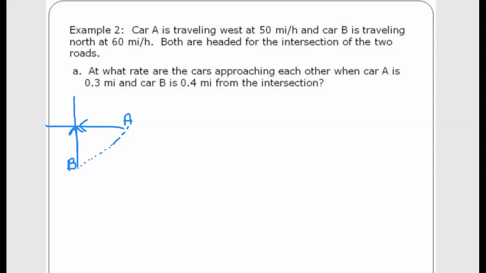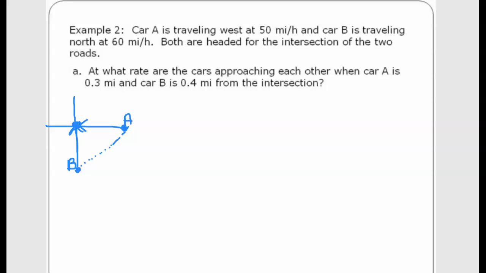So this time both cars are approaching the same point. If the cars are approaching the same point, do we think their rates of change are going to be positive or negative? Is the distance between them getting bigger or smaller? They're approaching an intersection, so what's happening to the distance between them? It's getting smaller. Something's getting smaller, their rates are going to be negative.